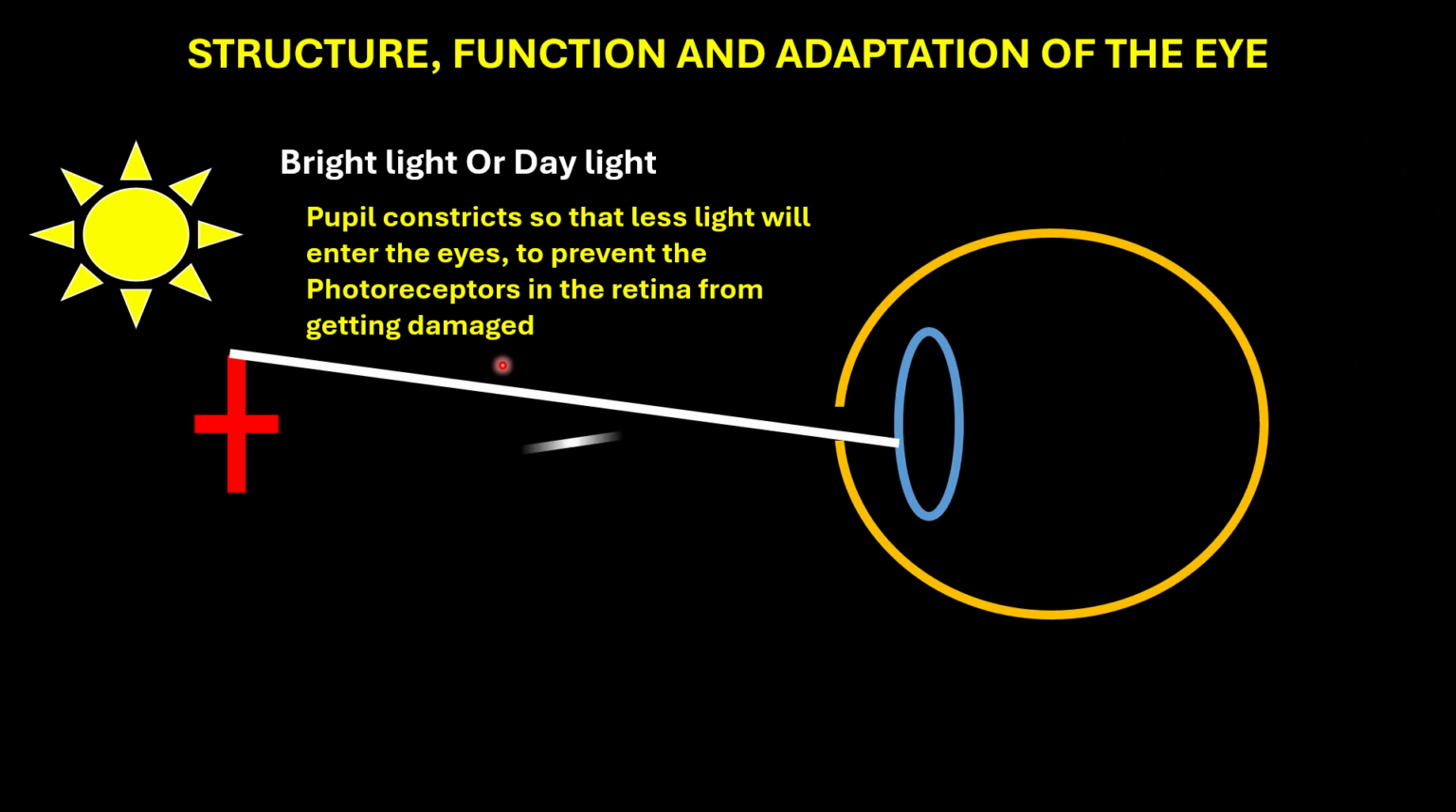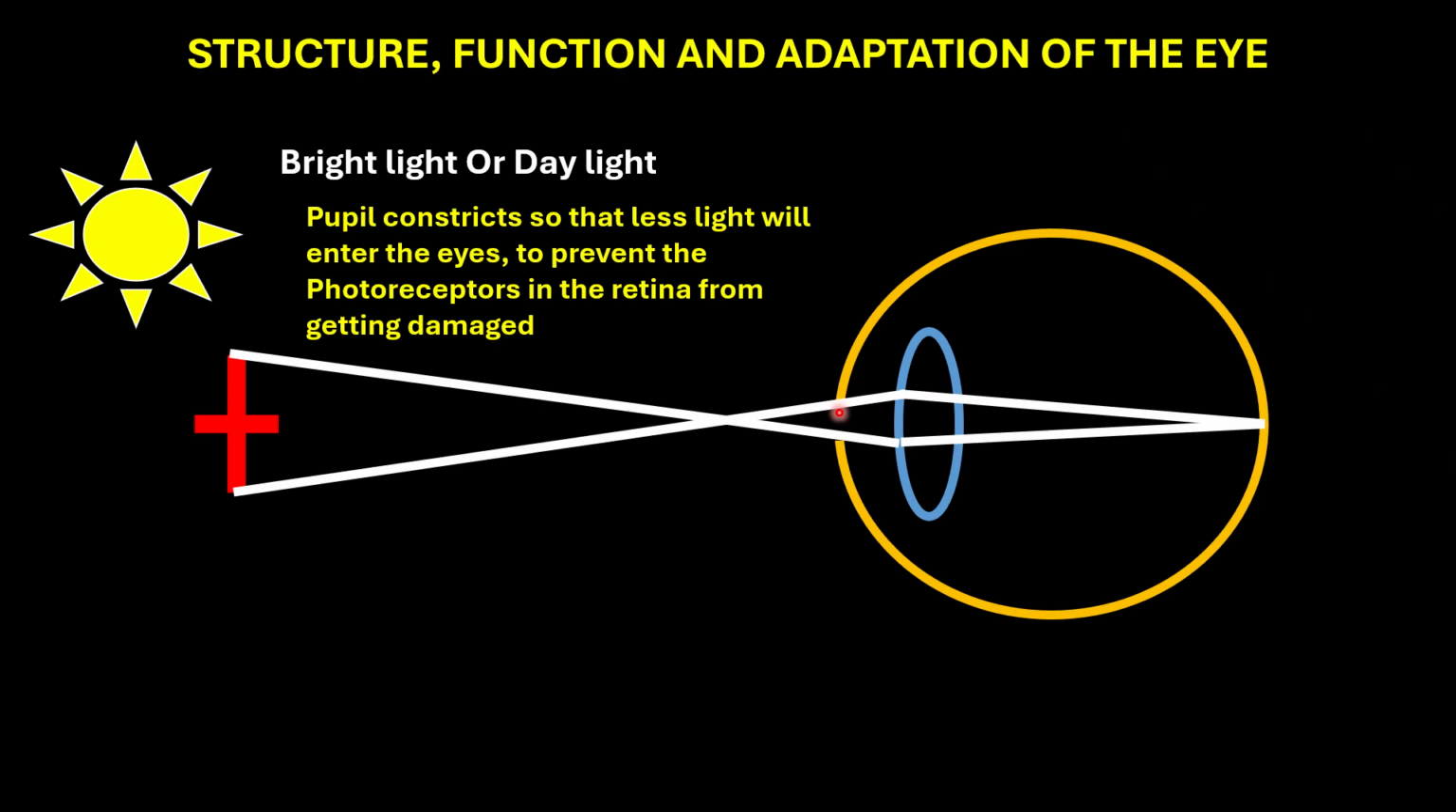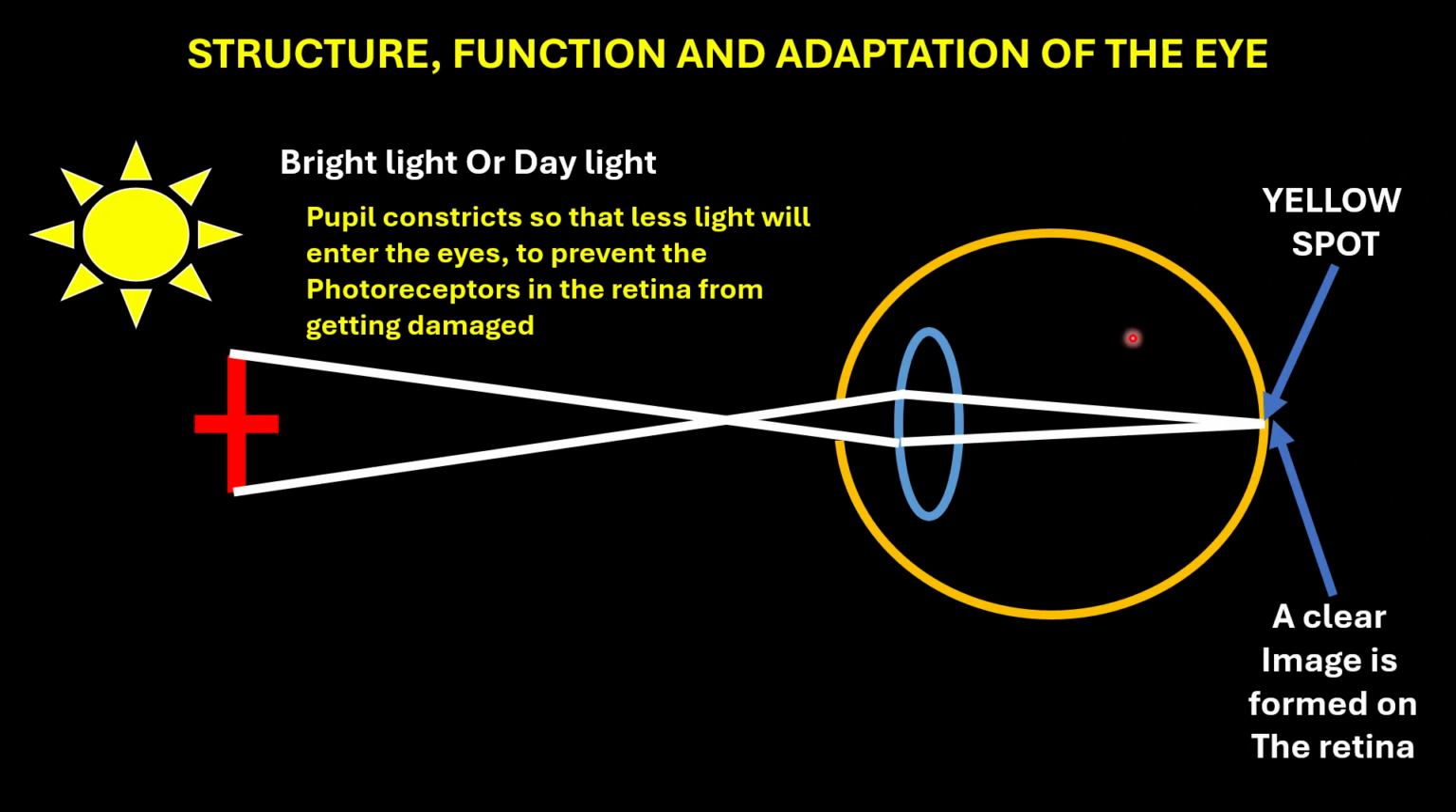So this is during the day, and you can see the light is actually entering it. Once it enters, the image is formed on the yellow spot. So that's the yellow spot. And perfectly so for a healthy person, a clear image is formed on the retina. But let's see what happens during the night.